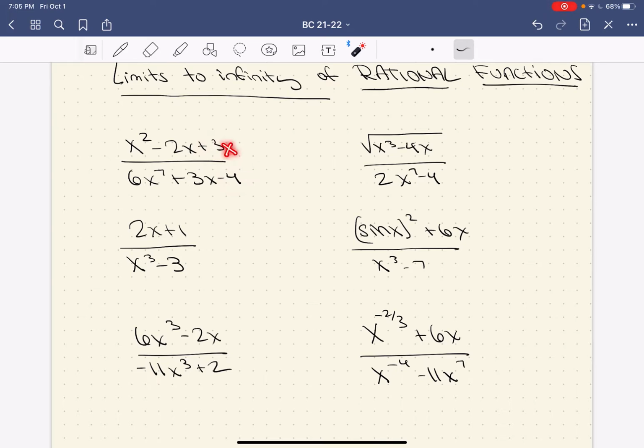Of course, you can have constants as well. Technically, those are 3x to the 0, right? But we just call these constants. So this is a rational function. This is a rational function. The degree of the numerator for this rational function is 1. The highest power of the x in the polynomial in the numerator is a power of 1. The degree of the denominator is a power of 3.